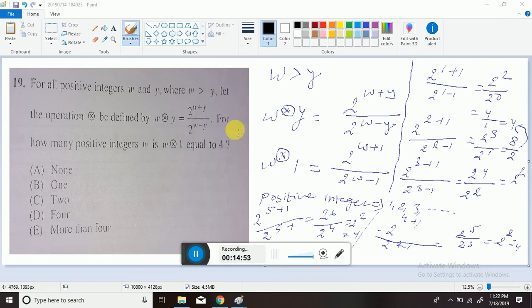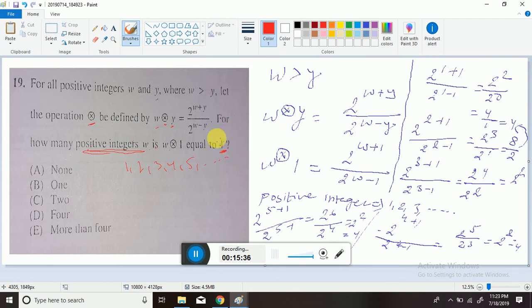Okay, now in this problem, for all positive integers w and y, there are two different positive integers w and y. Please read the question, and here is the definition. This operation is defined by w cross y, let me say cross for this, equals 2 to the power w plus y upon 2 to the power w minus y. For how many positive integers? See, positive integers, you need to be careful. Positive integers means 1, 2, 3, 4, 5, it keeps on going. For how many positive integers w is w cross 1 equal to 4?